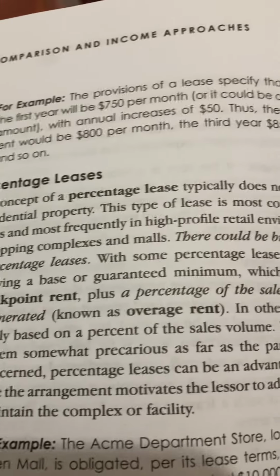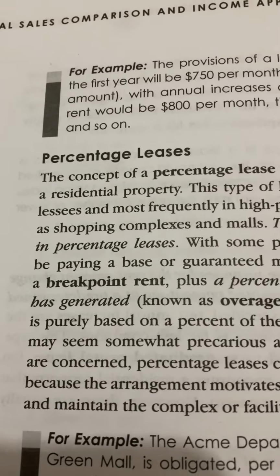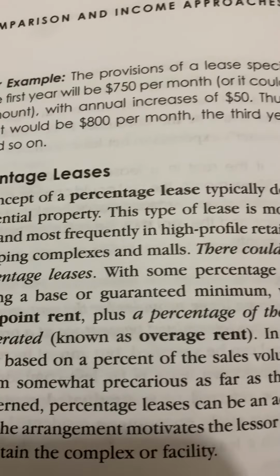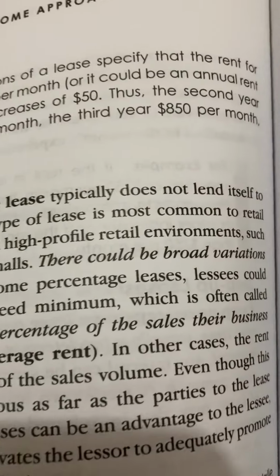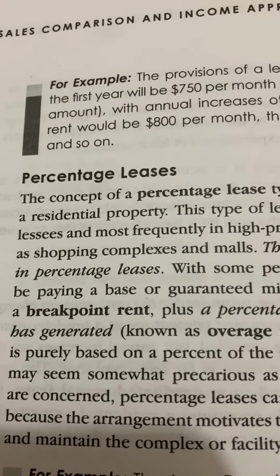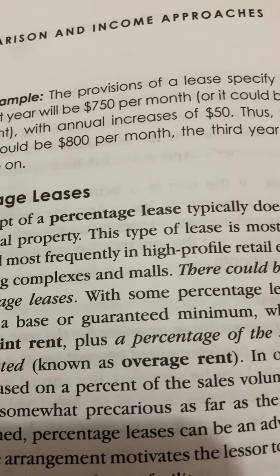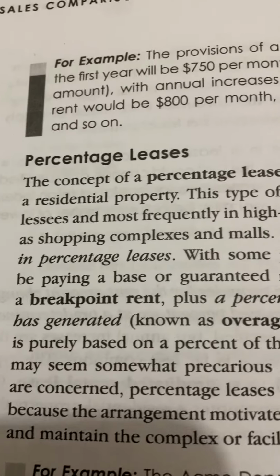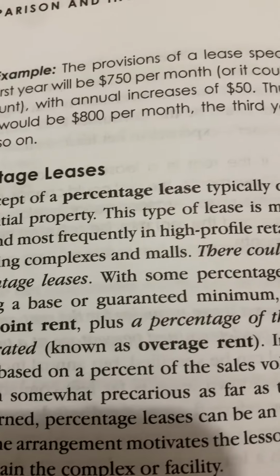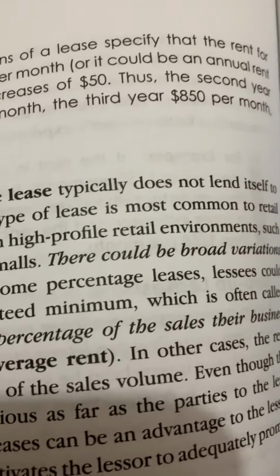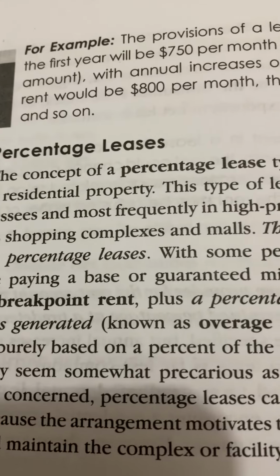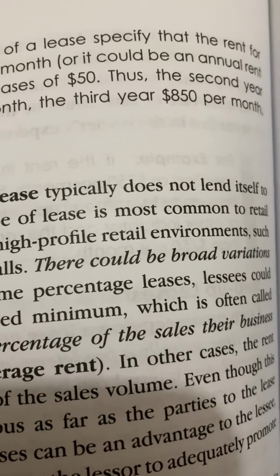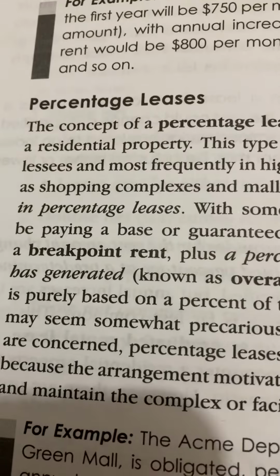Residential sales comparison and income approaches, page 156. For example, the provisions of a lease specify that the rent for the first year will be $750 per month, or it could be an annual rent amount with annual increases of $50. Thus, the second year rent would be $800 per month, the third year $850 per month, and so on.